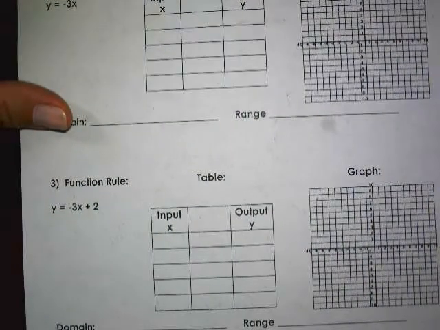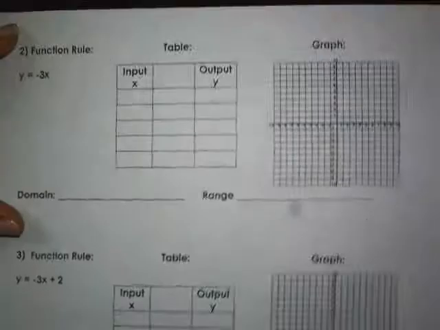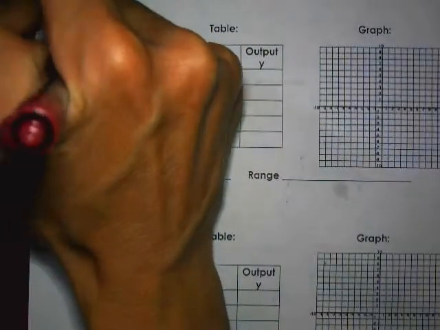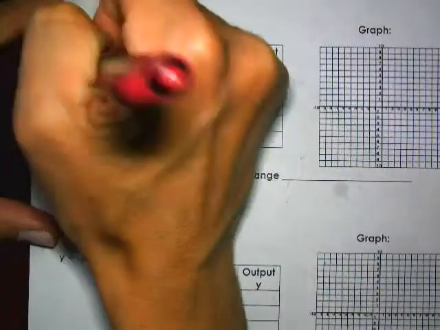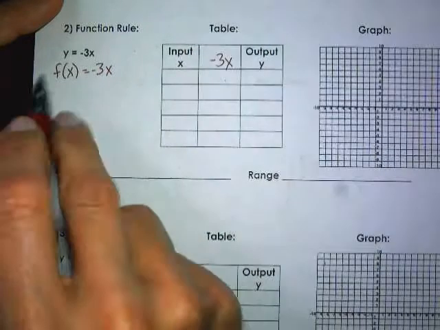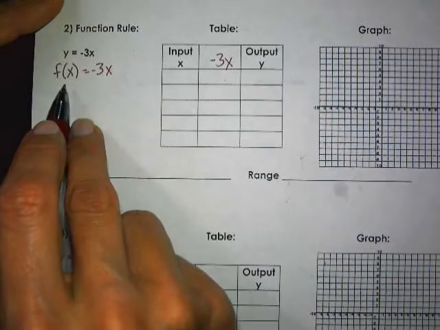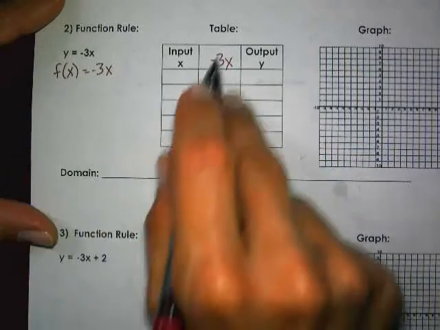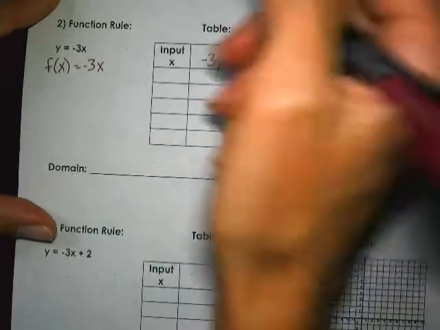All right, so y equals -3x. Again, we could look at this as a function, f of x equals -3x, and then we could evaluate our function at various x values. But I'm just going to do it on this graph for now.